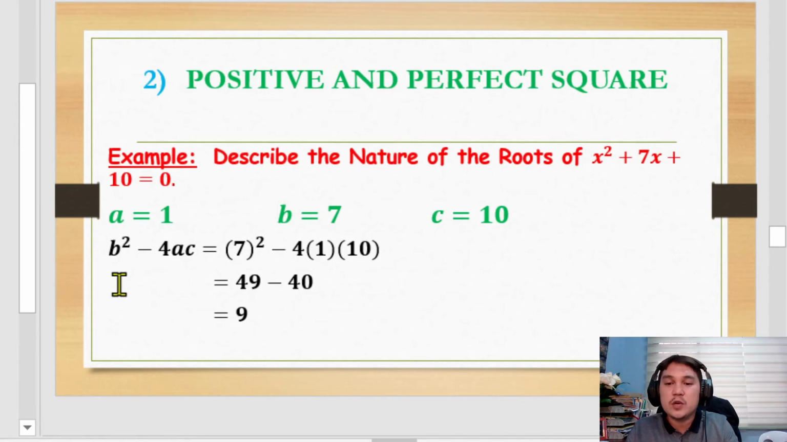So that is b squared minus 4ac. So b squared, we substitute the value of b. So b is 7. So that gives us 7 squared. So minus 4, a is 1, c is 10. So 7 squared gives us 49, minus 4 times 1 times 10, that gives us 40. 49 minus 40 gives us 9.